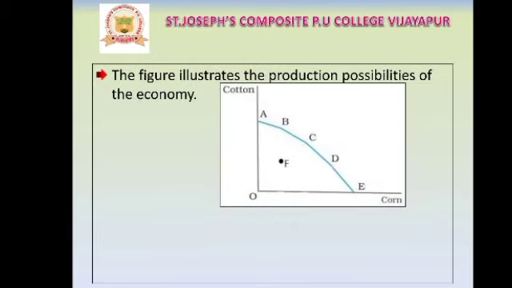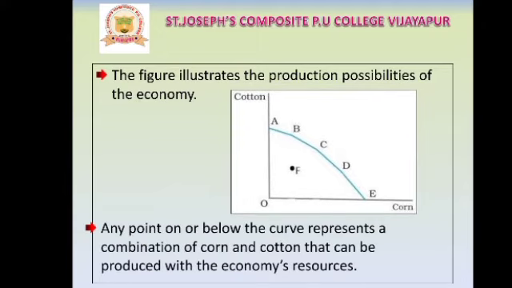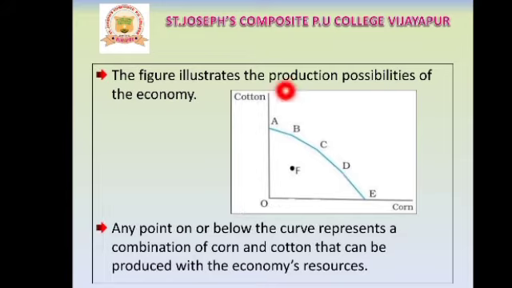So this figure shows that, just observe this figure or the graph. Any point on or below the curve represents a combination of corn and cotton that can be produced with the resources of the economy. Unit means 10 units here of cotton. Just observe this diagram here. Okay, in this you just see the points here.